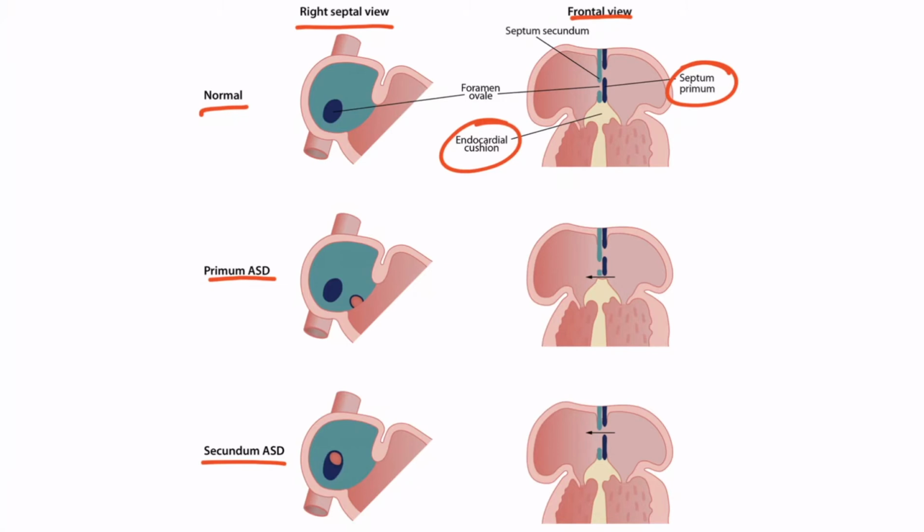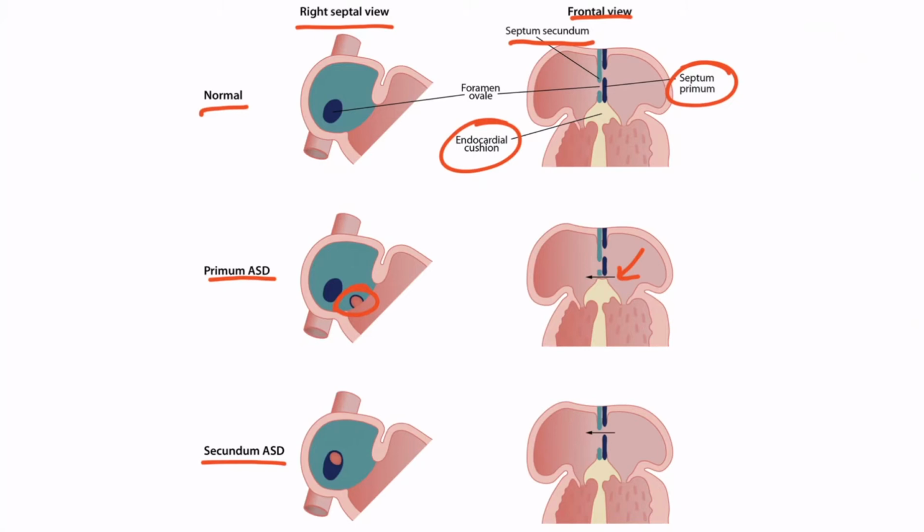So in this case, we can see the blood flowing from the left atrium to the right atrium near the endocardial cushion right here. If we look at it from the right septal view, we can see that this lesion is approximately right here. Also notice that the septum secundum, right here, which you can see in green, grows near the septum primum and helps cover up the septum primum.